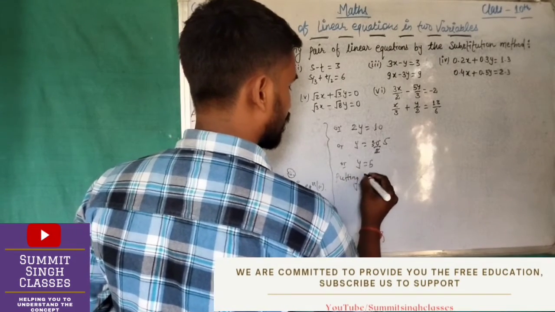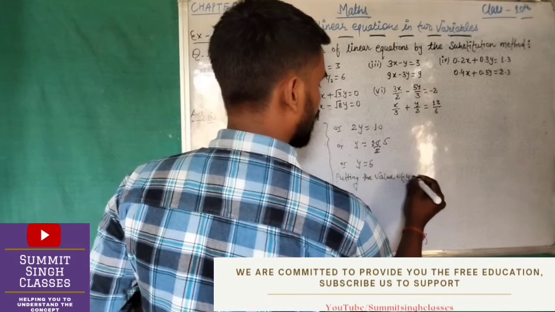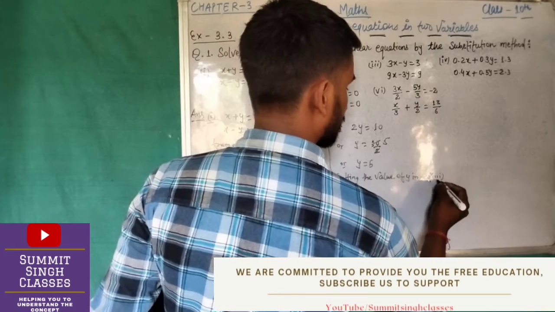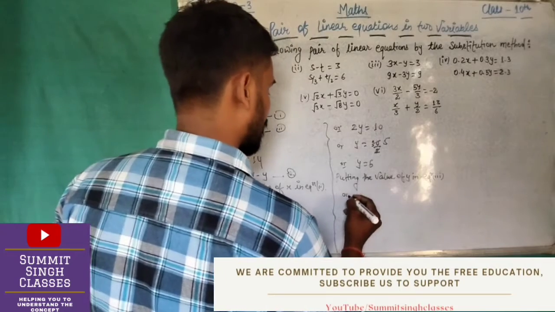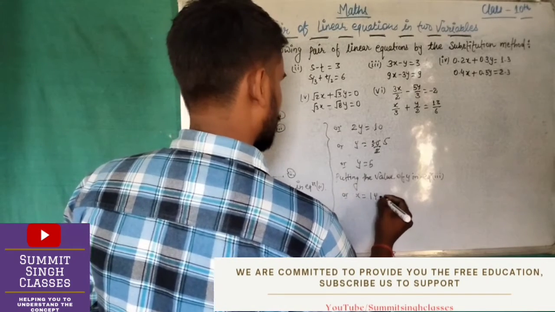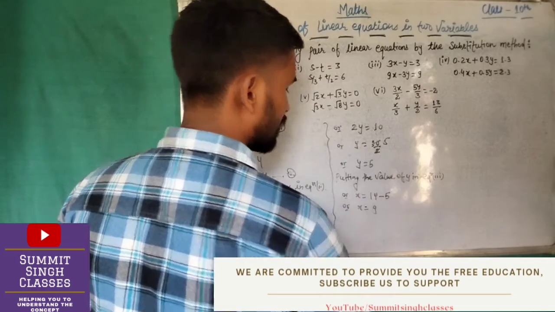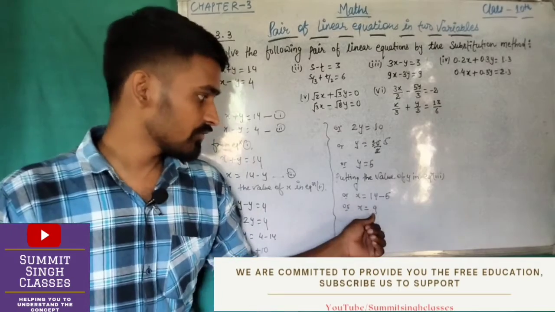Putting the value of y in equation third, meaning in equation third we have to put the value of y. Then we will have to write x is equal to 14 minus 5, or we will write x will be equal to 9, because whenever 5 is subtracted from 14 we will have to write 9.